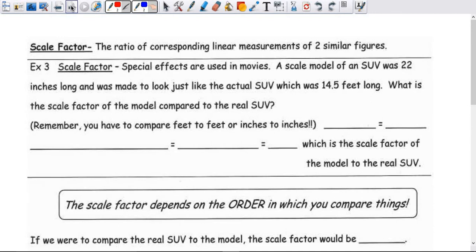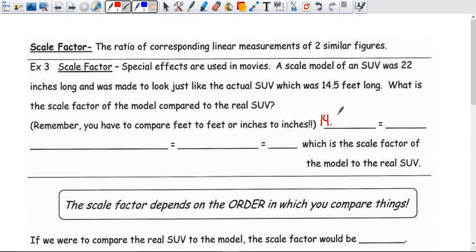Scale factors is what we're going to be using to talk about how much larger one is compared to the other. So for special effects used in movies, a scale model of an SUV was 22 inches long and was made to look just like the actual SUV, which was 14.5 feet long. So what's the scale factor of the model compared to the real SUV? But remember, we have to compare feet to feet or inches to inches. So let's just put everything in inches.